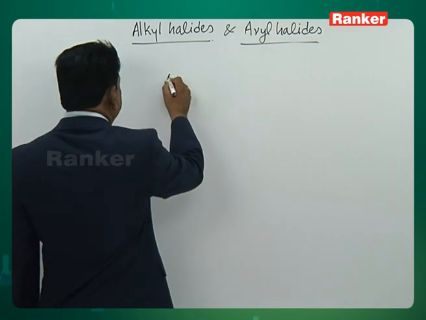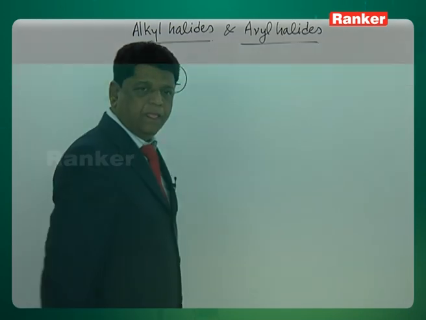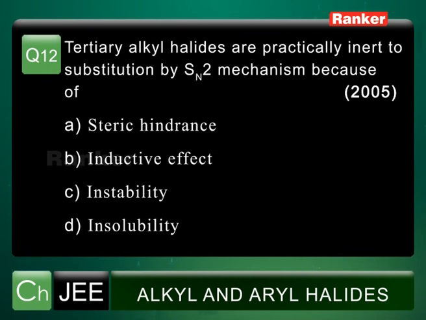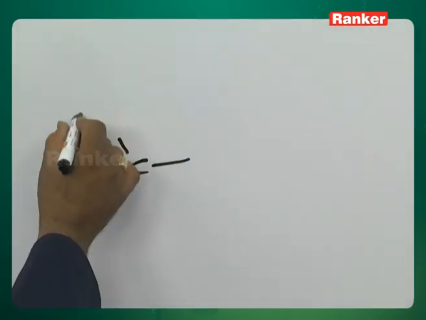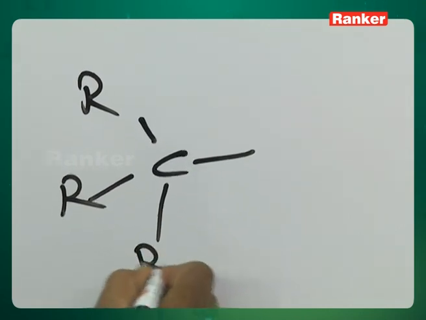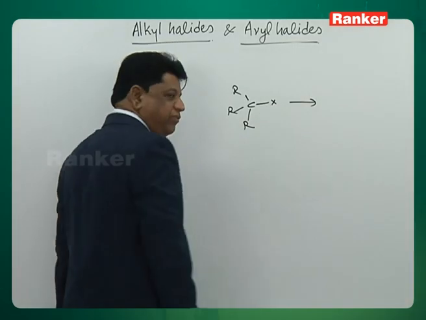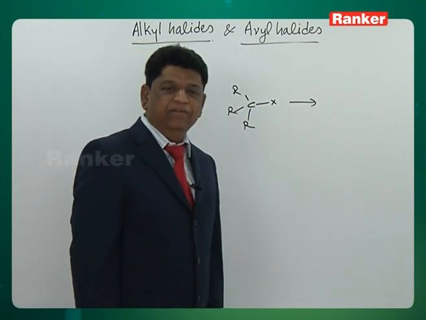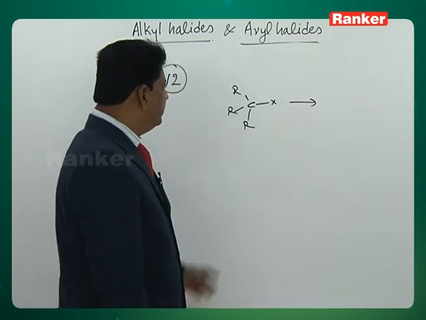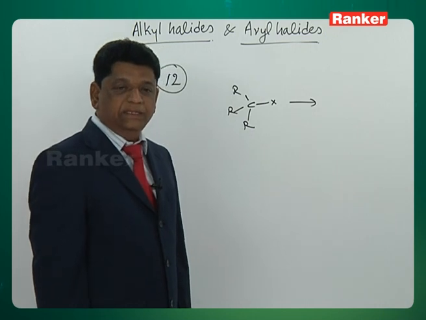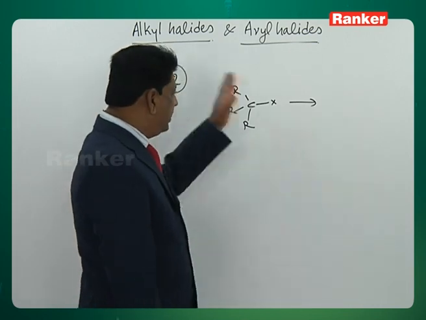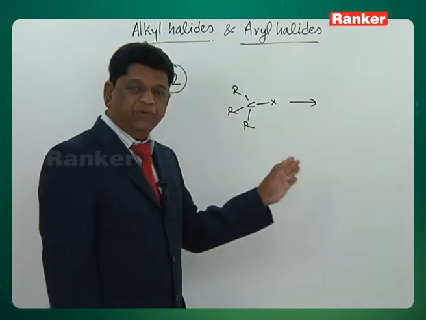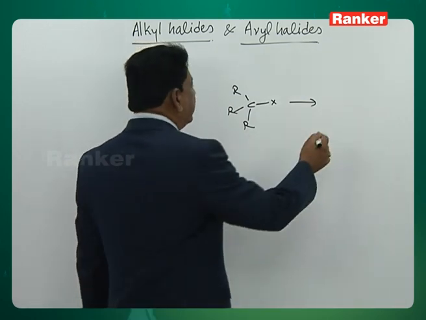So let's go to the next question, the 12th question. Tertiary alkyl halides are practically inert to substitution by the SN2 mechanism. Actually, tertiary alkyl halides undergo faster reaction, but what mechanism? The mechanism is SN1 type of reaction. But here it is asked with reference to SN2, and tertiary alkyl halides will almost not undergo SN2 reaction, because back attack is totally closed. So therefore, it prefers to undergo the reaction through a carbocation.